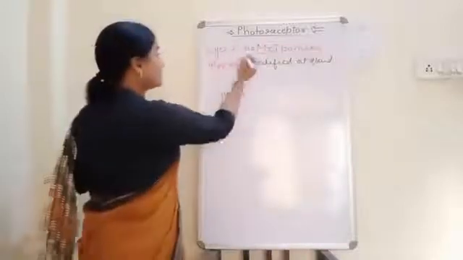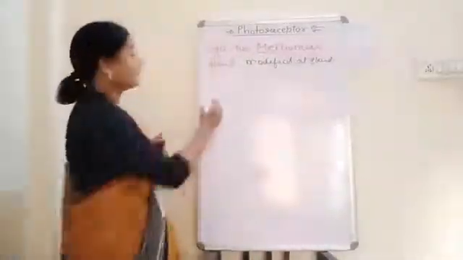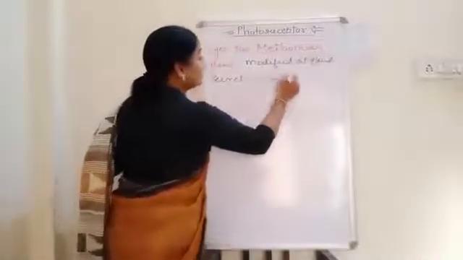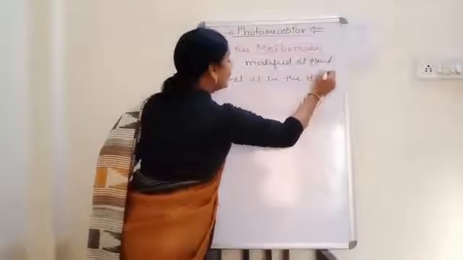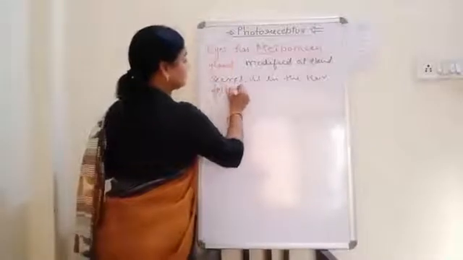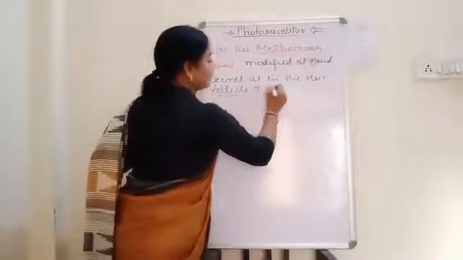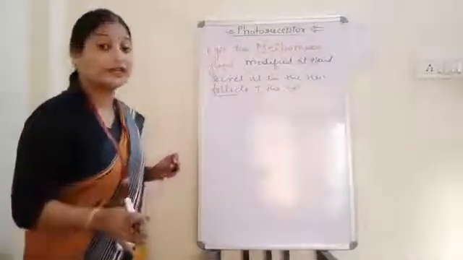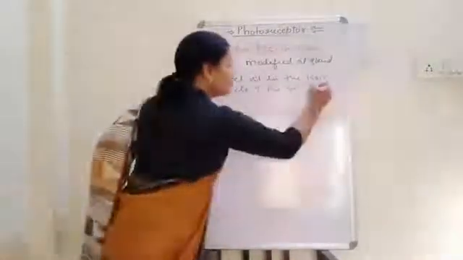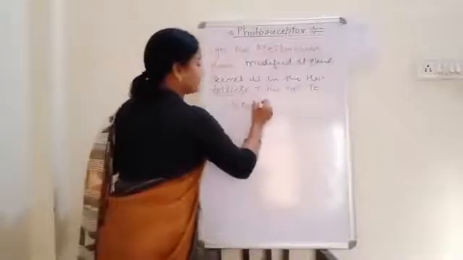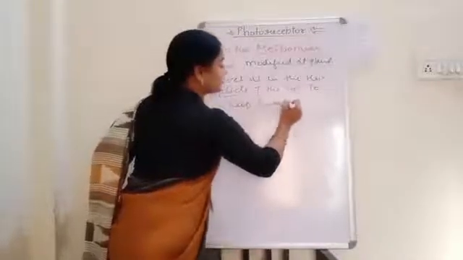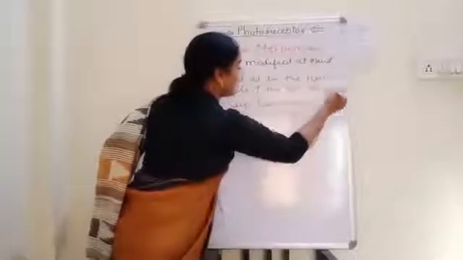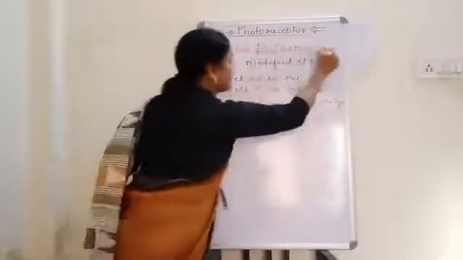So what is this? This is the modified oil gland and secretes oil in the hair follicle of the eye, and which keeps your eye lubricated to function. So to keep lubrication in the eye. This is about this gland.